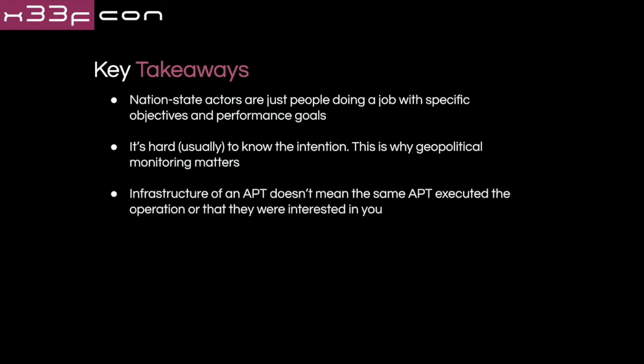The third part is that infrastructure of an APT doesn't mean that the same APT executed the operation or that they were interested in you. It could be that you were targeted to be used as an auxiliary, let's say as an open redirection, as a proxy, to hide some command control activity or something like that, to send some spear phishing. Or it could be that this command control infrastructure was once owned by APT A, but then APT B took it over, and this is when they attacked you.